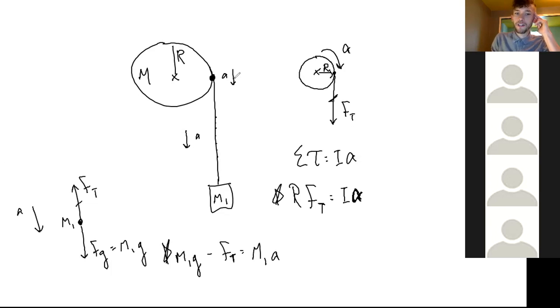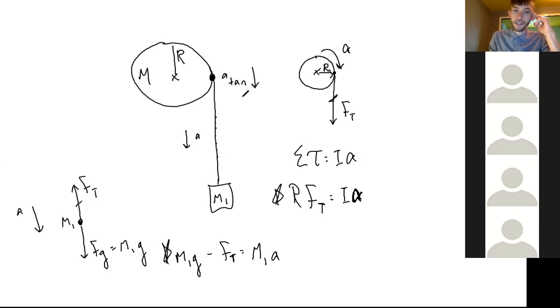Yeah. So it seems like as long as the rope is not slipping over the pulley, as long as the rope remains taut and doesn't slip over the pulley, as long as the pulley and the rope stay together and rotate and move together, then this acceleration that shows up in this equation can also be thought of as a tangential acceleration of this edge point on the pulley.